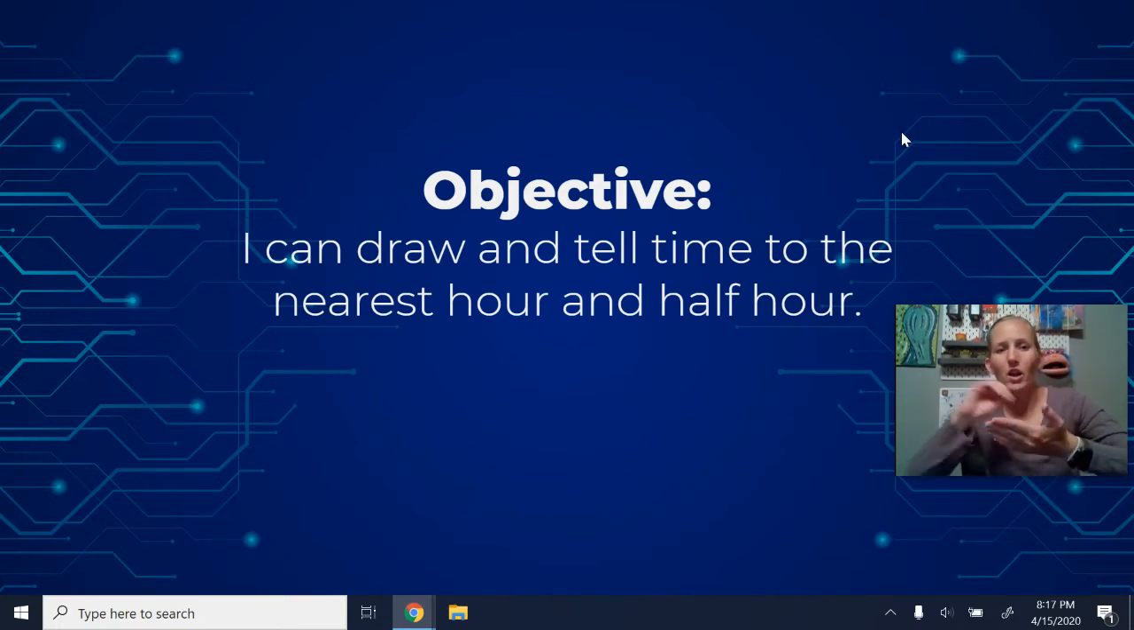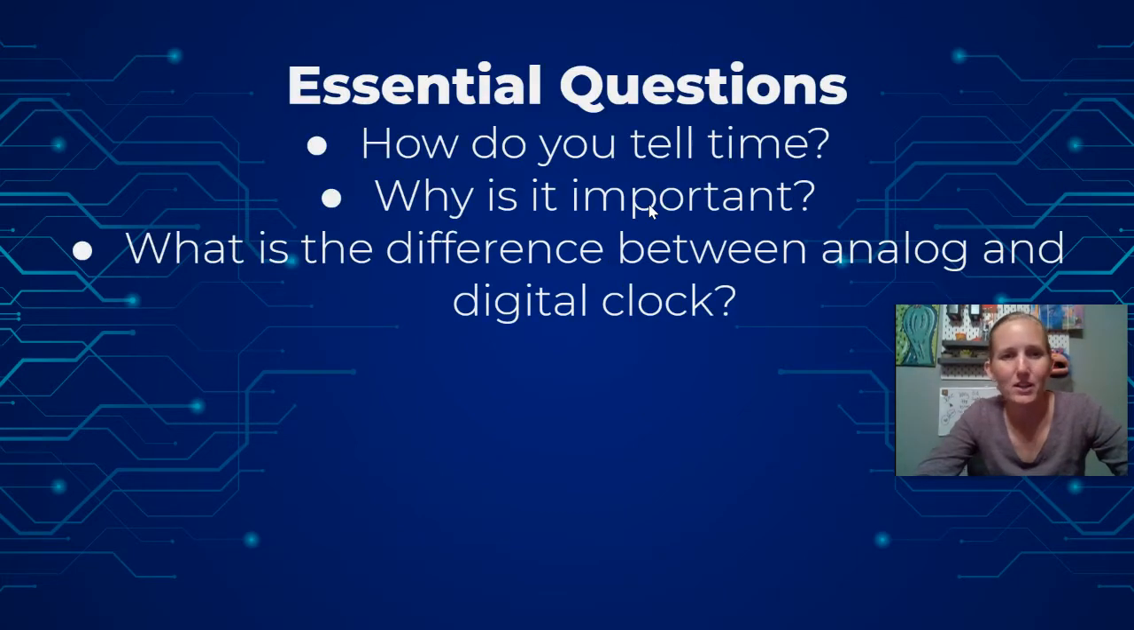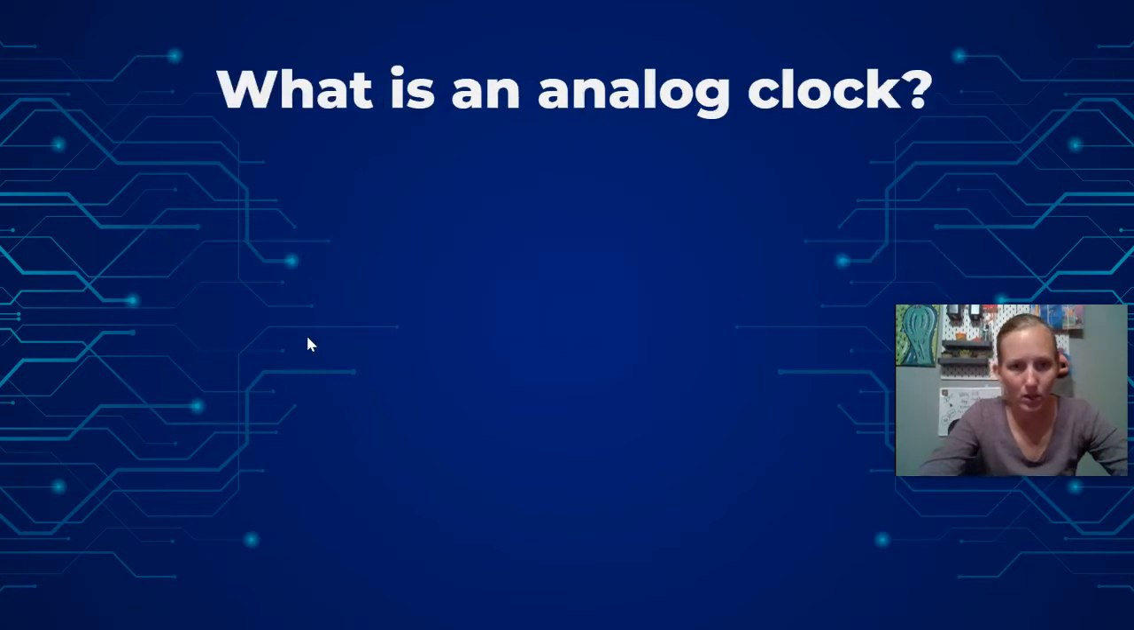I can draw and tell time to the nearest 5-minute mark, because that's where we're going to head. But today, nearest hour and half hour. And our essential questions: how do you tell time? Why is it important? What is the difference between an analog and a digital clock? There are different kinds of clocks, so we want to go over what those are.